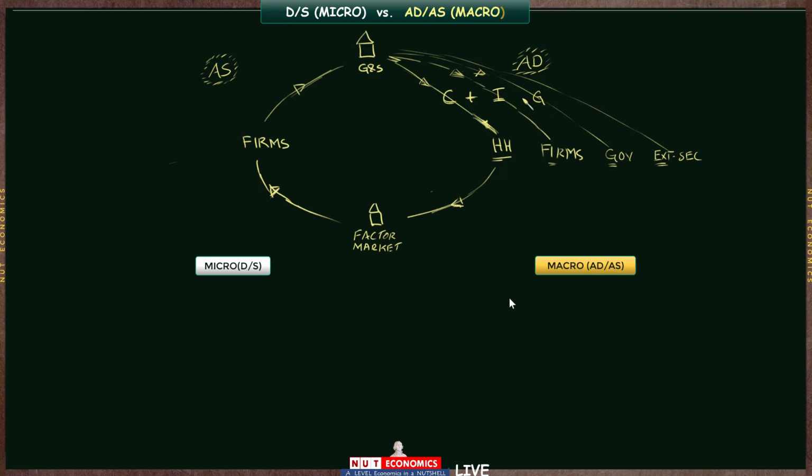Now, whatever your government demands, that is known as G. Whatever your external sector demands, that is known as E, exports. Now, at this point, let me explain net exports once and for all. I keep on telling you it's always net exports, but why is that the case?